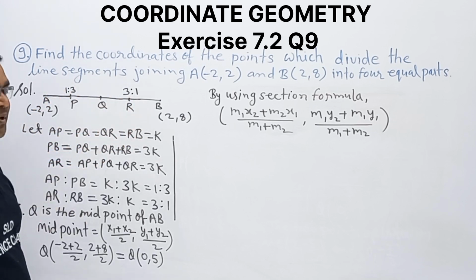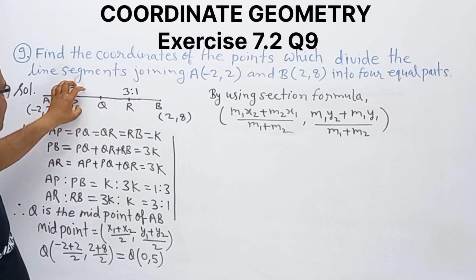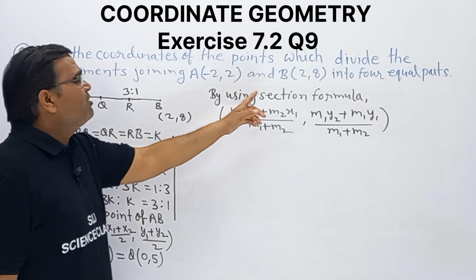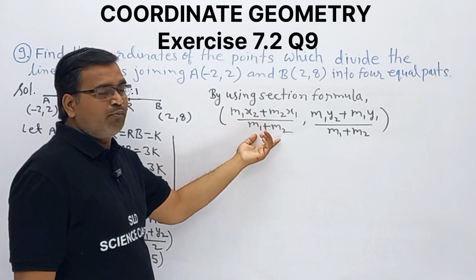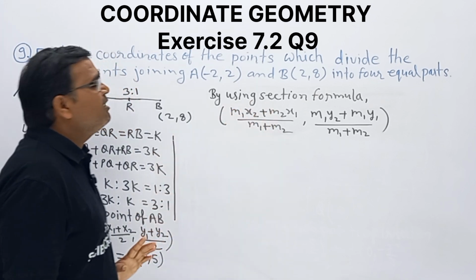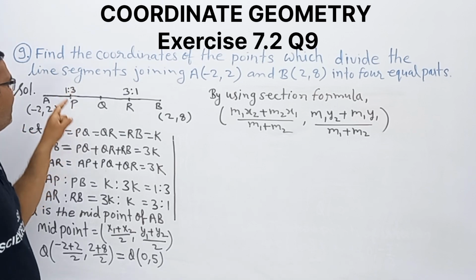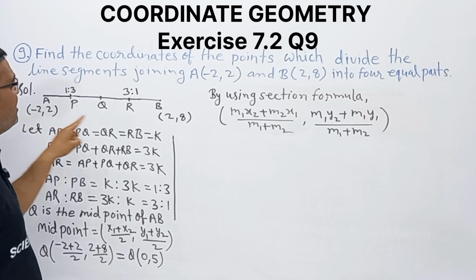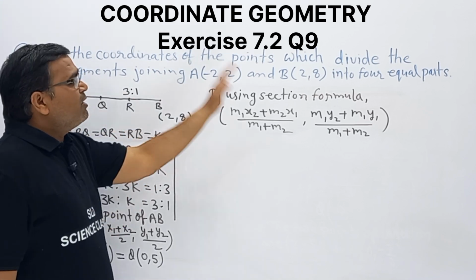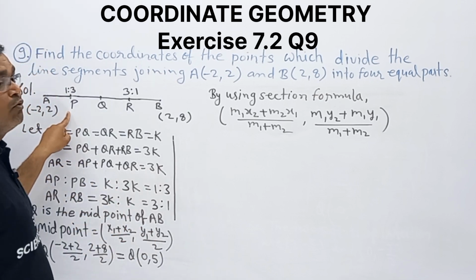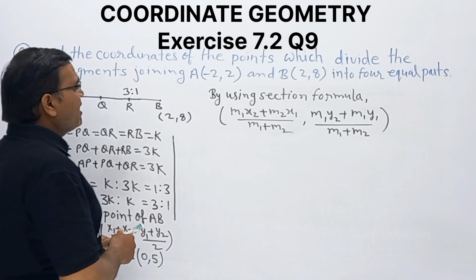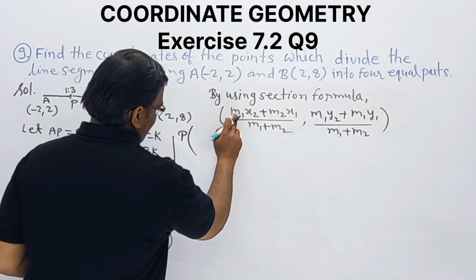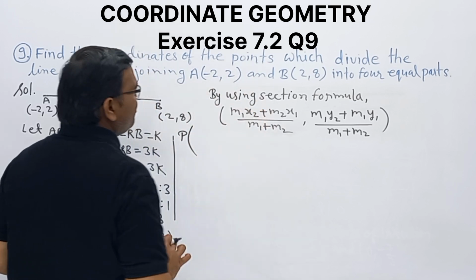For this point we have the ratio 1:3, and we have the coordinates of A and B. Once we have the ratio and the coordinates of A and B, we use the section formula, in which m1, m2 values are 1:3. 1 is m1, and 3 is m2, along with x1, y1 and x2, y2. We put these values in the formula, and we can find the coordinates of point P. Observe carefully.